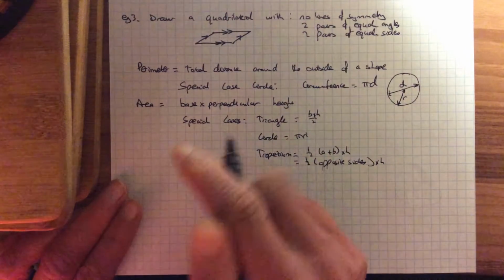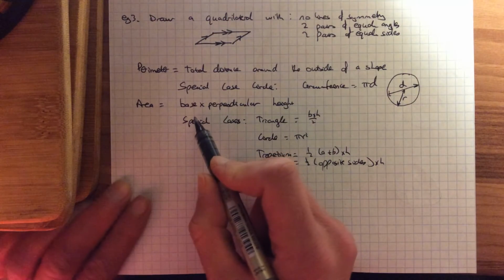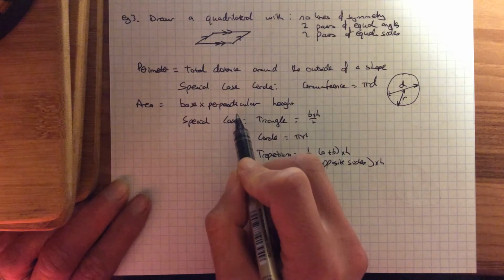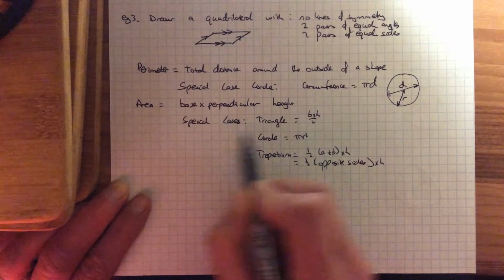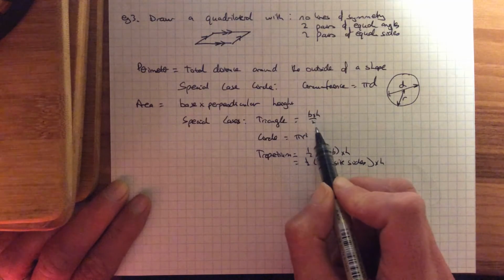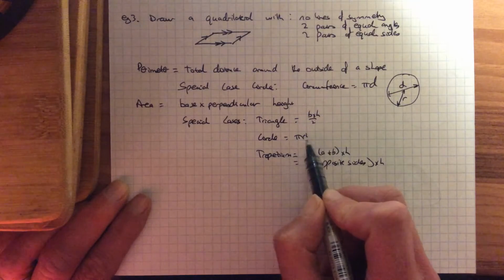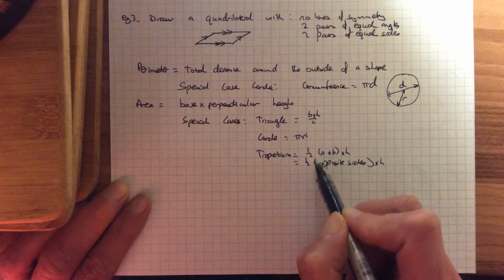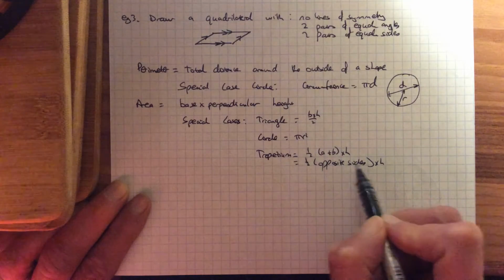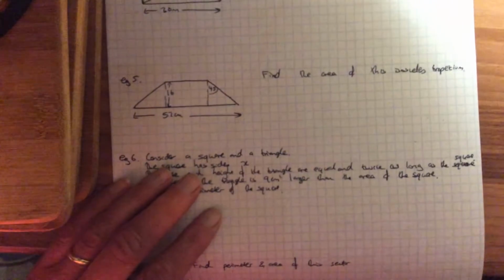Area. For basic shapes, the area of quadrilaterals is base times the perpendicular height. That's a straight up height. Special cases. A triangle, you divide it by 2. A circle is pi r squared. And a trapezium, it's half the sum of the opposite sides times the height between them. We're going to do a few examples now.